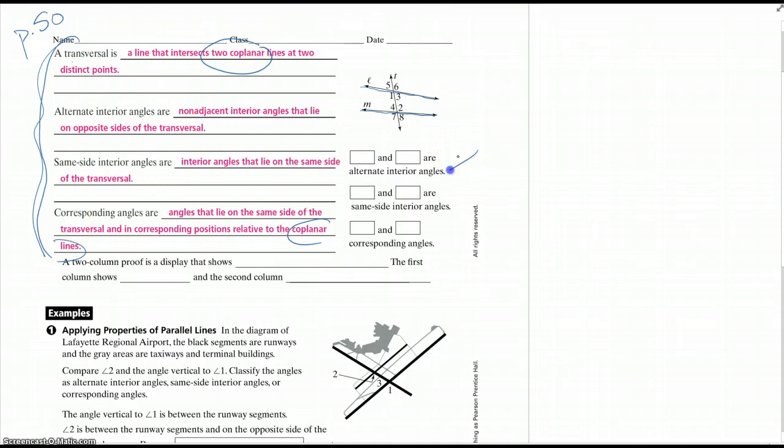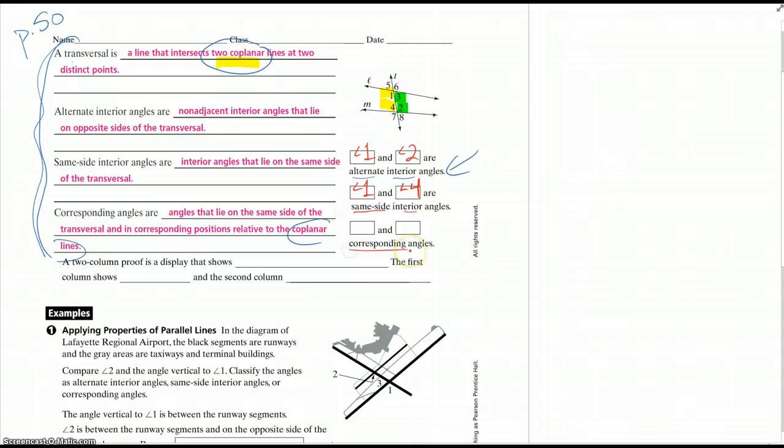So let's talk about examples of alternate interior angles. You have two choices for alternate interior. It could be angle 1 with angle 2, or you could choose angle 3 with angle 4. I'll choose 1 and 2. Next is same side interior. You can choose angle 1 with angle 4 because I'm on the same side of the transversal on the interior of these coplanar lines. Or you can also choose angle 3 with angle 2. I'll pick the first ones, 1 with 4.